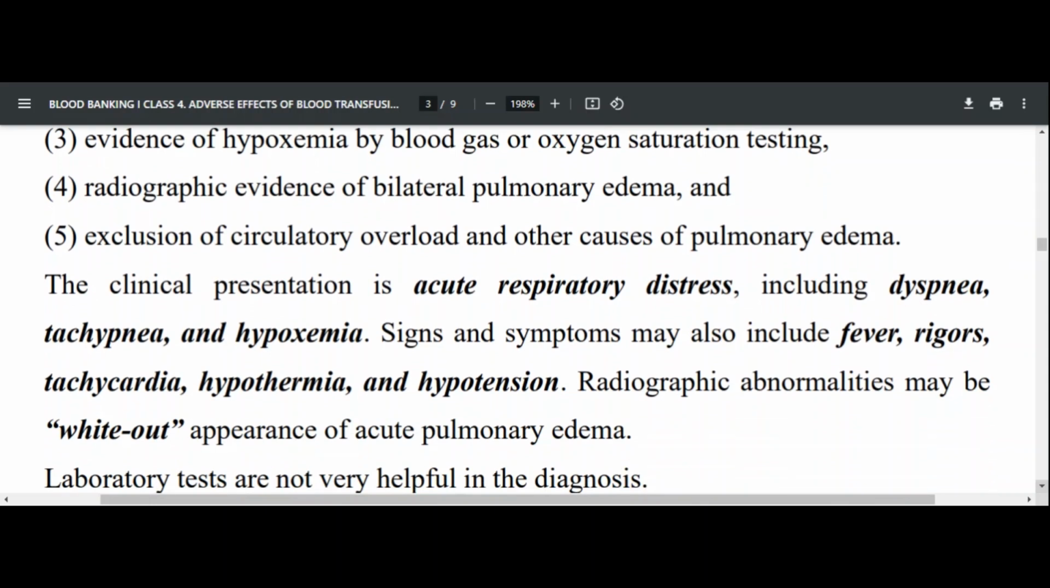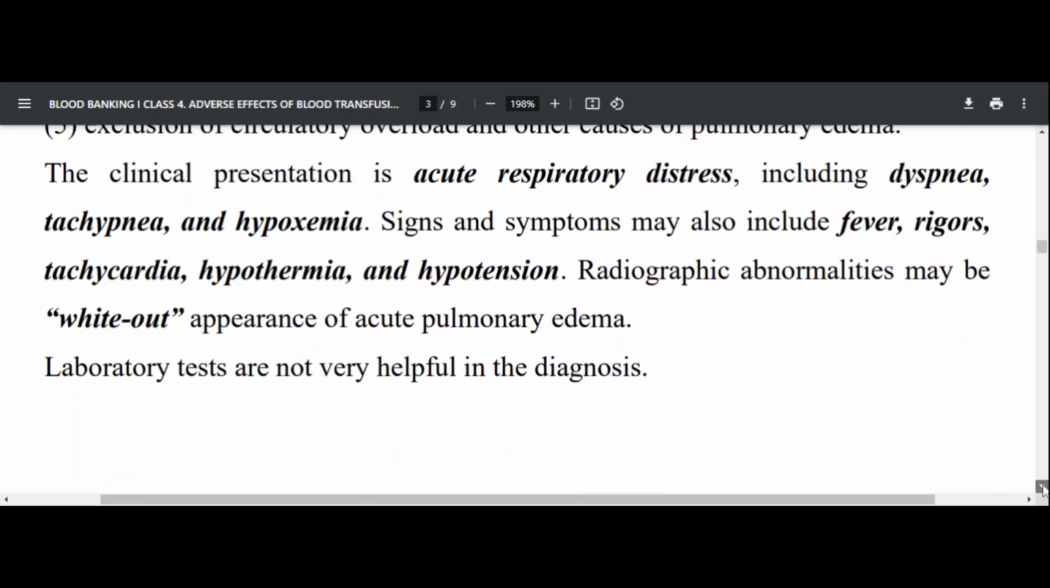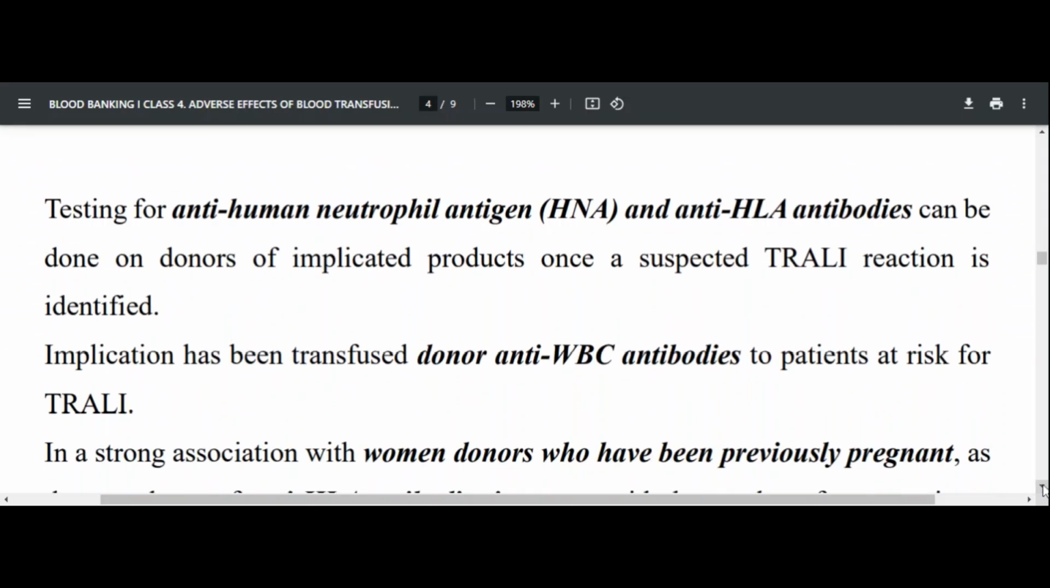In addition, signs and symptoms of fever, rigors, tachycardia, hypothermia, and hypotension. So you can see fever is also here, as well as hypotension. That's why I was saying hypotension is not specific for acute hemolytic reaction. Also radiographic abnormality of the lungs, which includes white out or ground glass appearance. You know that one, that is evidence of lung injury. Laboratory tests are not very helpful in diagnosis, so you have to look at all these clinical manifestations in order to diagnose acute lung injury.